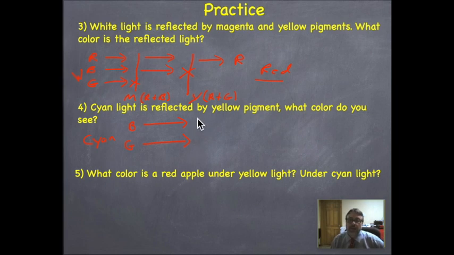So I'm using yellow pigment. Well, again, a yellow pigment will reflect red and green, which is why it looks yellow. So it's going to X out the blue. The green light will bounce off the yellow pigment, and I will see green.